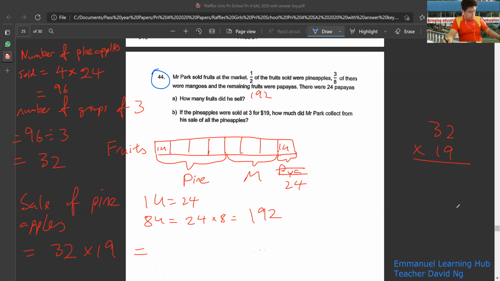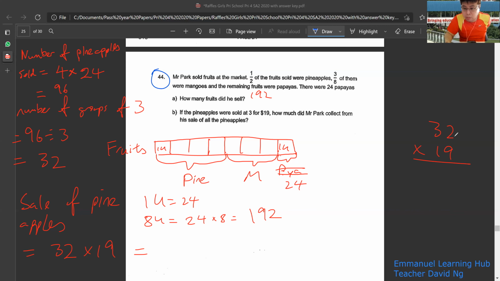You tell me the final answer. I see if you're correct or not. What do you have? 32 times 19. What's the answer you have? 3488. Wrong. Not 3488. 32 times 19 equals what? Let's do this together. Can you tell me how to do this part here?